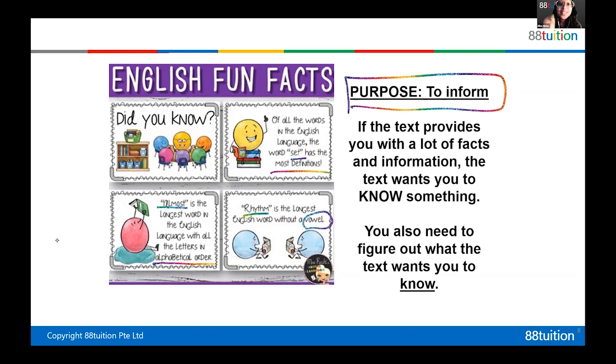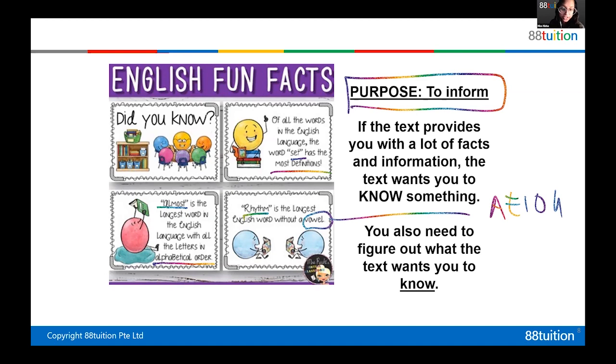Hello? Yes, Aliana, what's a vowel? A, E, I, O, U. Yes, very good. A, E, I, O, U. Okay, so A, E, I, O, U are vowels. So this word doesn't have A, E, I, O, U. So this is the longest word in the English language without a vowel.